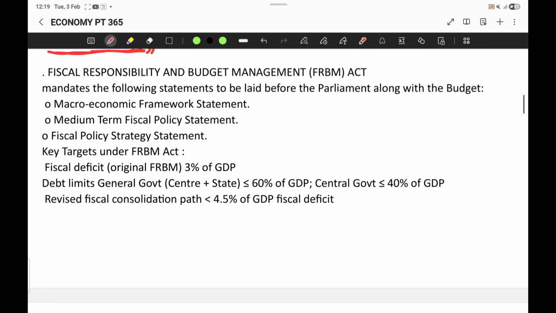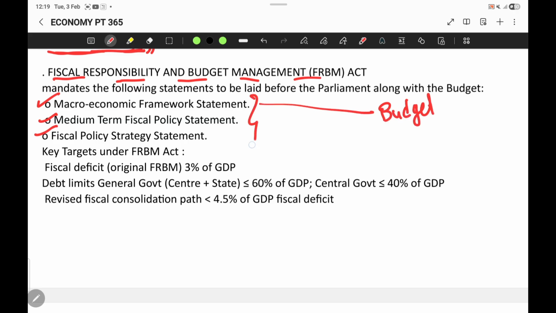The Fiscal Responsibility and Budget Management Act is in the news. Let's see why. It mandates the following statements to be laid before Parliament along with the budget: the macroeconomic framework statement, the medium term fiscal policy statement, and the fiscal policy strategy statement. Recently the budget was held, right? So with this budget, these three documents have to be placed in front of Parliament. It is mandated by the FRBM Act.